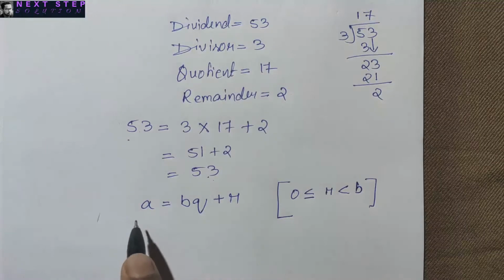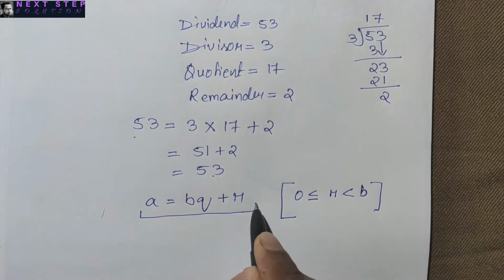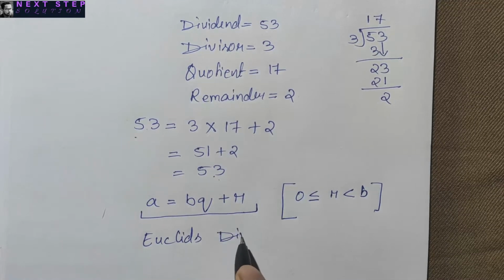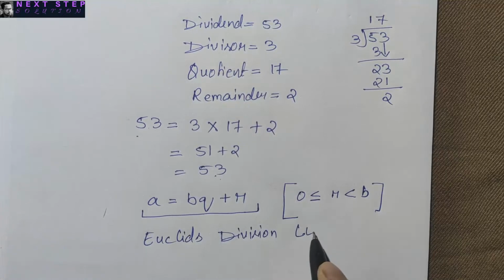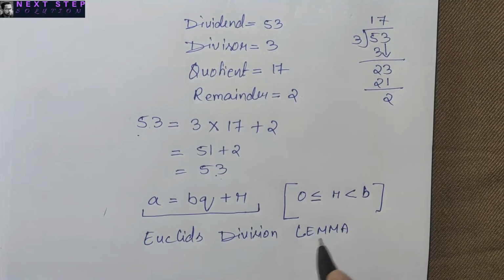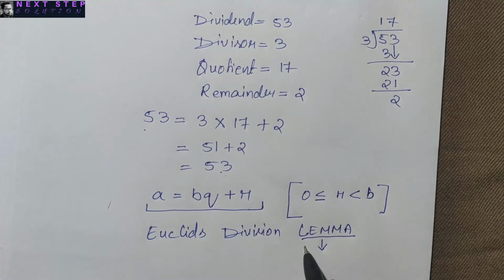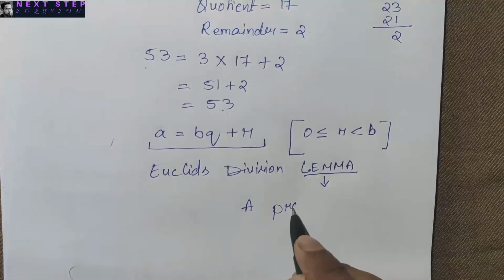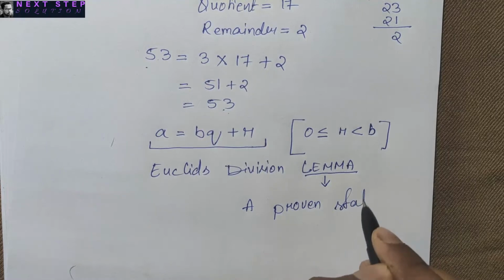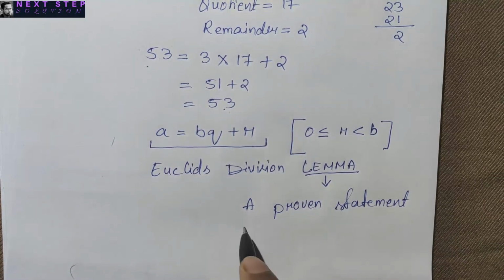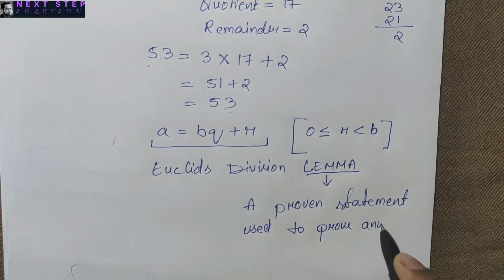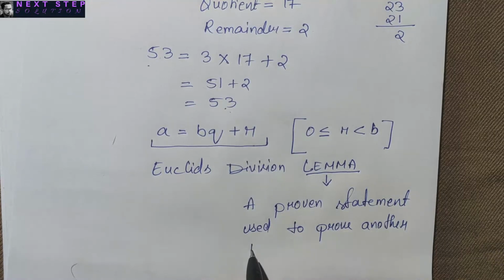Now this thing is called Euclid's division lemma. Lemma means a proven statement which we use to prove another theorem or statement.